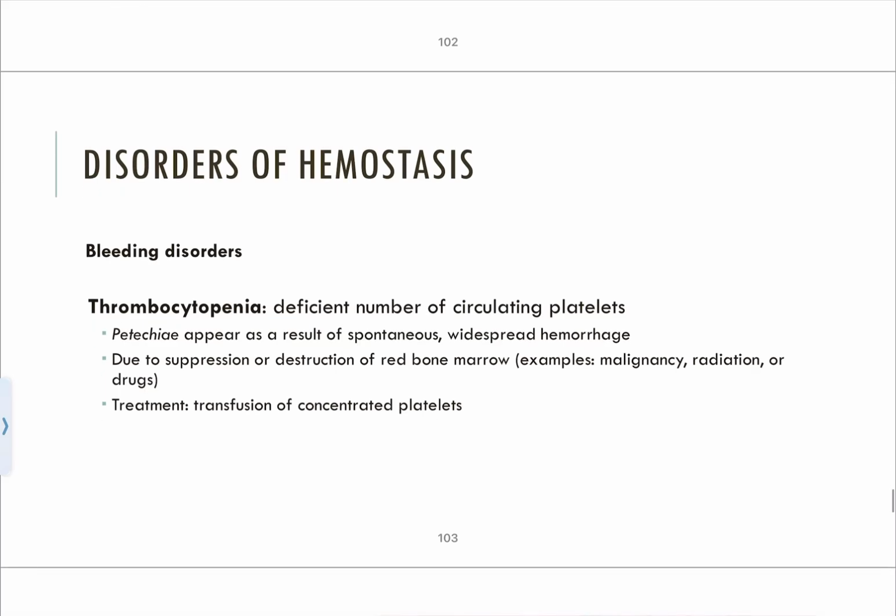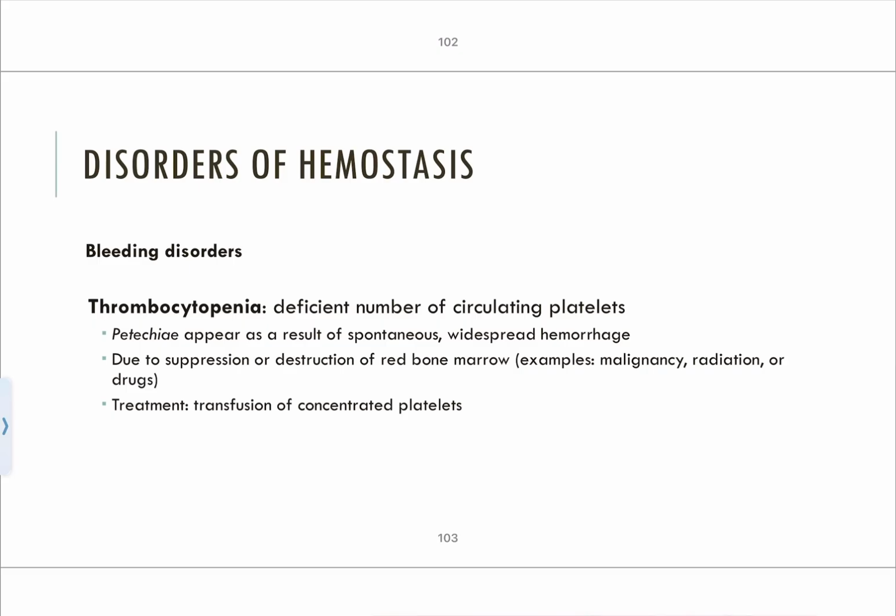Some other disorders can be bleeding disorders, so something like thrombocytopenia. This is characterized by a low number of circulating platelets. If thrombocytopenia is really severe, it can cause bleeding from all of your tiny blood vessels all over your body. And when we have these tiny little bleedings from these tiny tears in our small blood vessels all over our body, it leaves these purplish spots called petechiae.